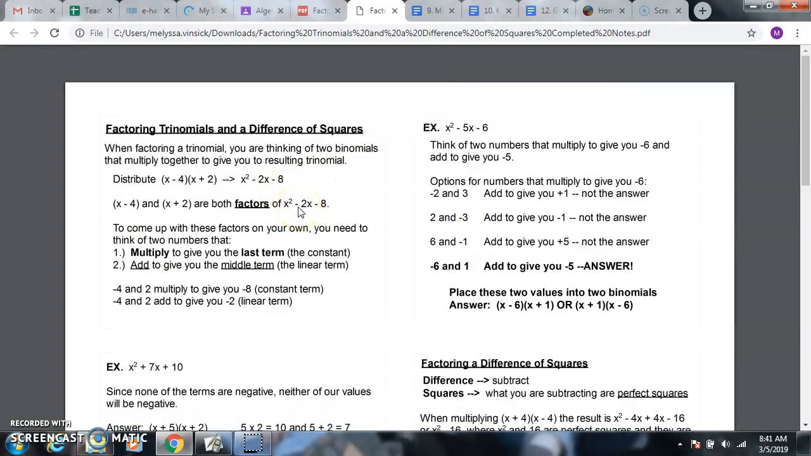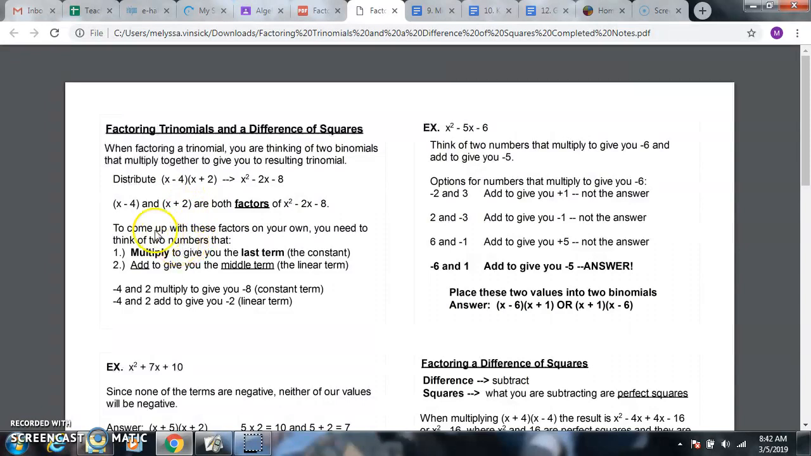Remember when we talked about what factors are: the values that you can divide out of that answer. So technically I'm factoring this x squared minus 2x minus 8 because I'm dividing and splitting it up into x minus 4 and x plus 2.